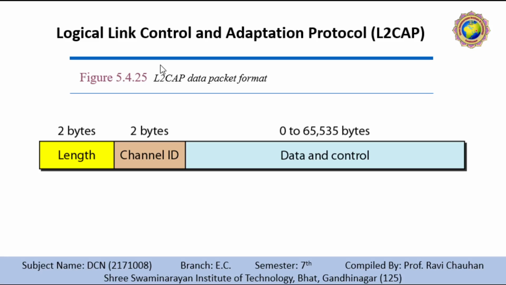Our figure shows the format of the data packets at this level. The 16-bit length field defines the size of the data in bytes coming from the upper layer; the data can be up to 65535 bytes. The channel ID defines the unique identifier for a virtual channel created at this level. The L2CAP has specific duties: multiplexing, segmentation and reassembly, quality of service (QoS), and group management.